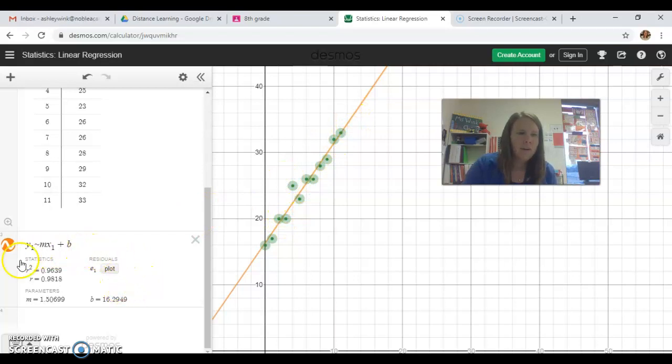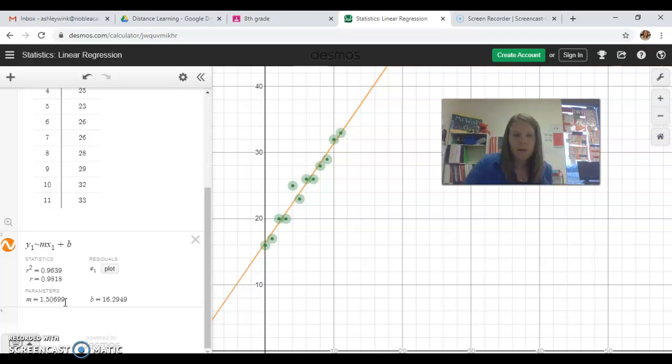Now, it is hard to read all of this, okay? So go back and think about your y equals mx plus b. Here is your m value, okay? It looks to be 1.5. Now, just round it to the first decimal place, okay? Don't worry about every single little decimal here, okay? We just want to get fairly close. So in this case, I'm going to say that my m is 1.5.